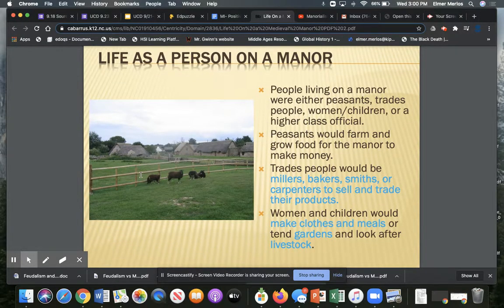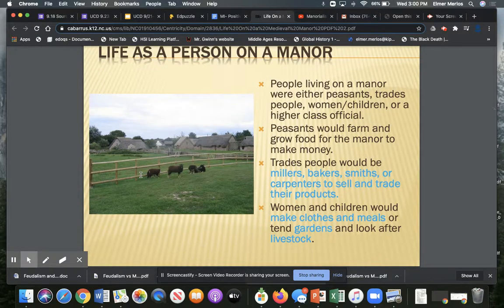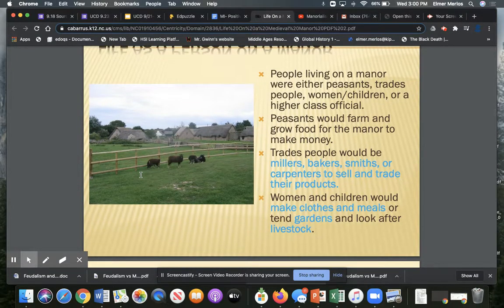Life as a person on a manor was very difficult, right? Peasants usually work 6 days a week, all day. They have Sundays off. Peasants will farm and grow food for the manor to make money. Tradespeople will sometimes include people that work in the mill, bakers, blacksmiths, carpenters, and they do try to sell their materials. Obviously, they still have to pay a tax to the lord.